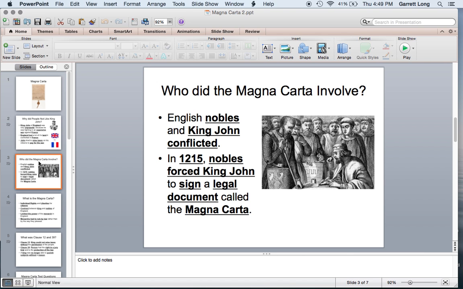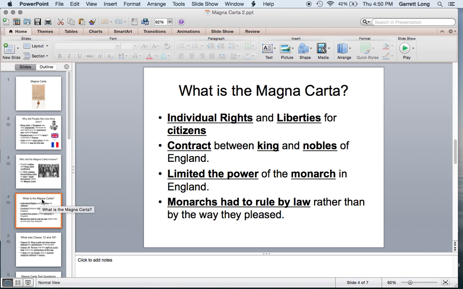Well, as he had to sign this document, he had to limit his power. So now it's no longer absolute monarchy, but it's more of a constitutional monarchy. When I say constitution, I want you guys to always think of a list of rules and laws. So what was the Magna Carta? That's the major question. I've already mentioned that individual rights and liberties for citizens were given. It was a contract between the king and the nobles of England. It limited his power, as I mentioned before. And monarchs now had to rule by law rather than the way they pleased.